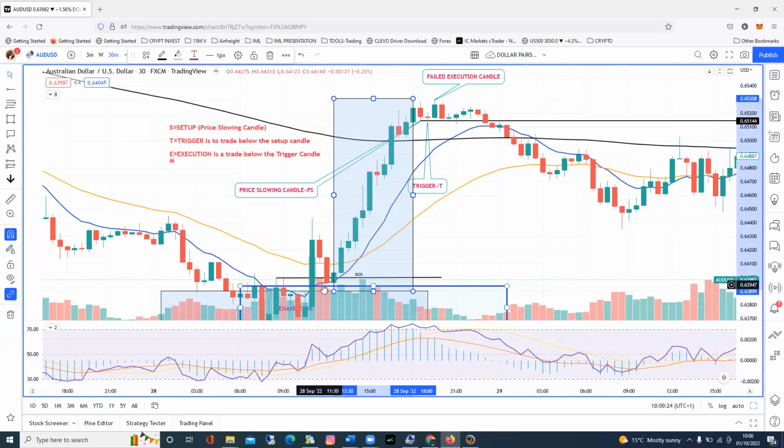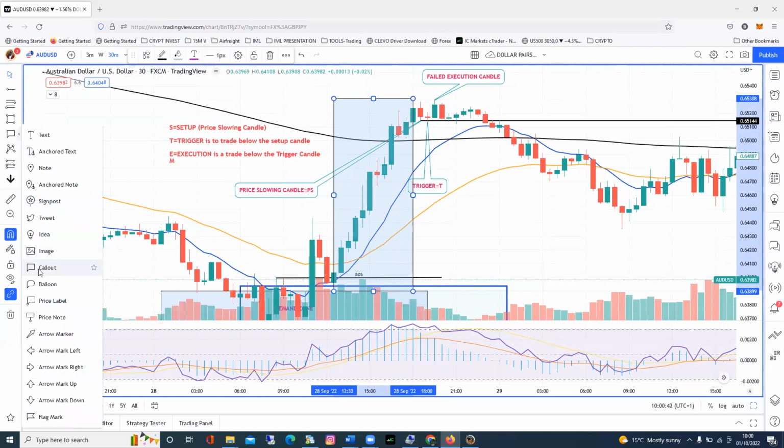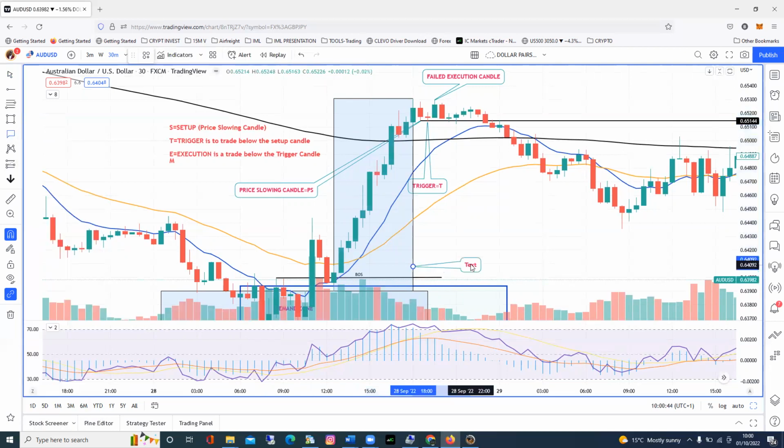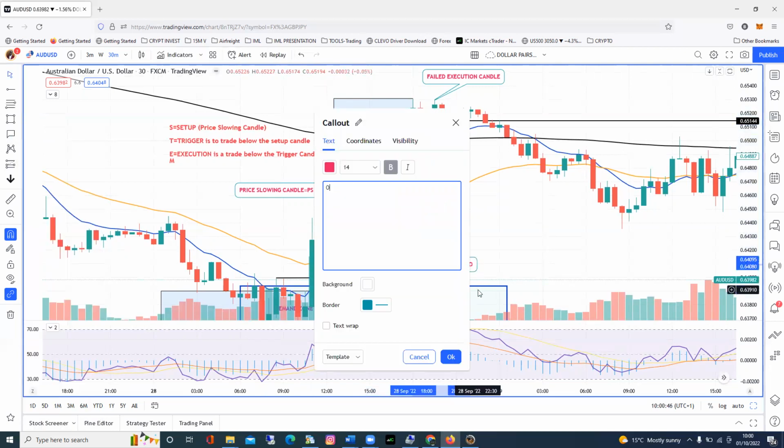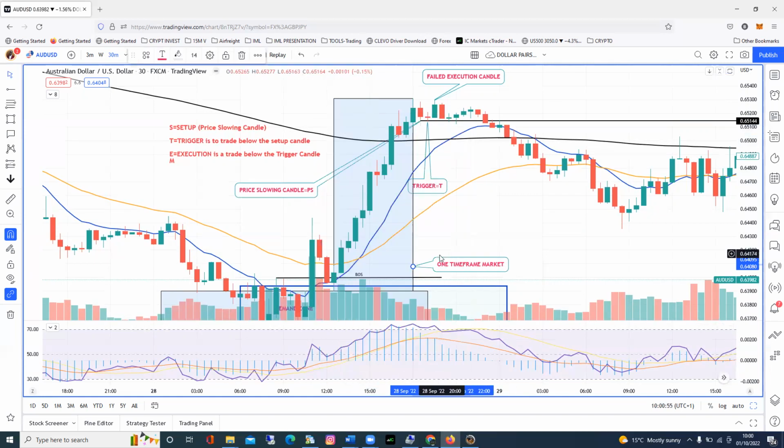When you see a one-time frame directional bias, which is the price moving in such a manner that it is not taking out the low of the next candle. If you remember what I've said, if we don't take out the low of the next candle, then what we have is a one-time frame market. So we are just moving up in that 30-minute time frame.